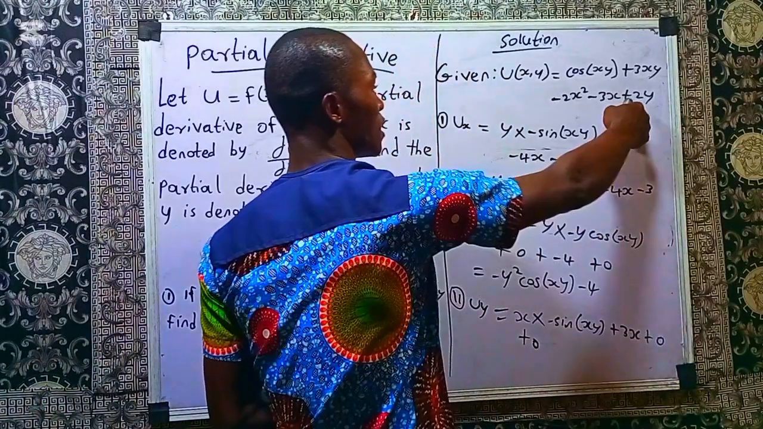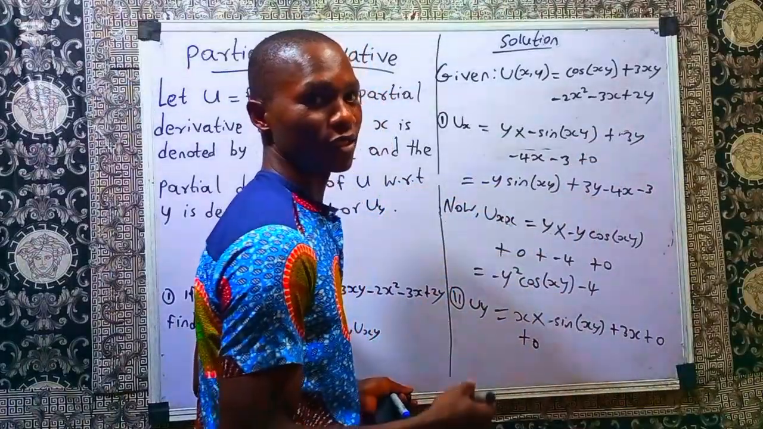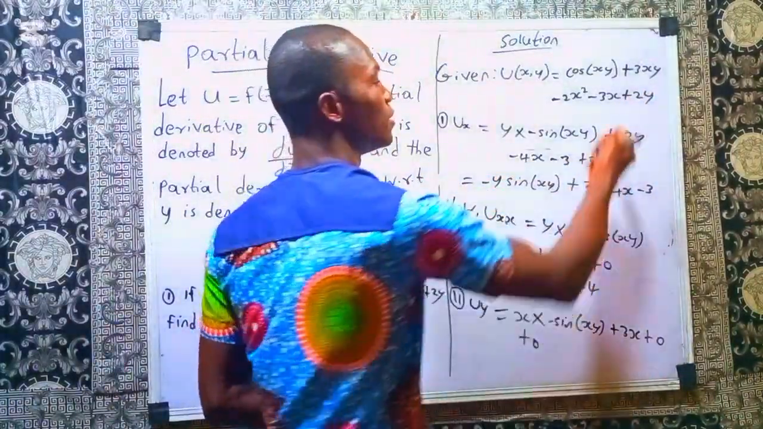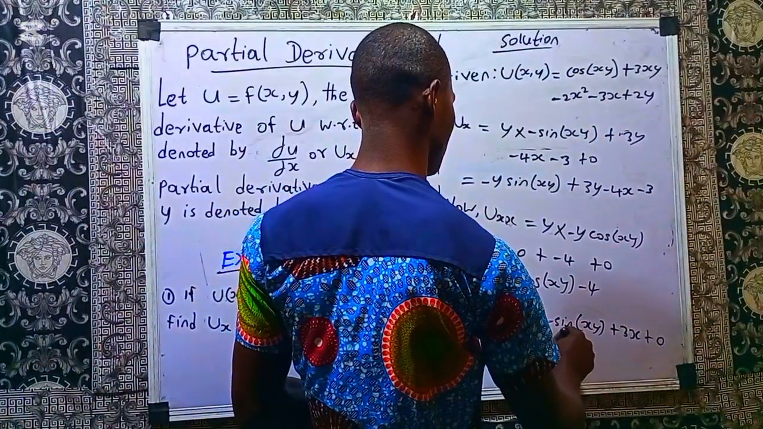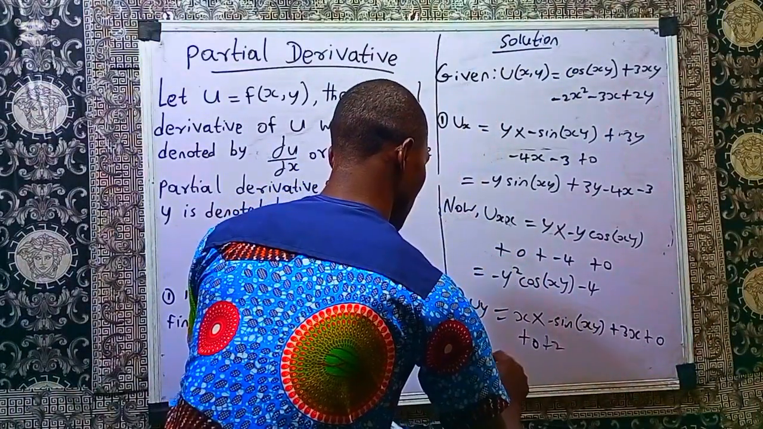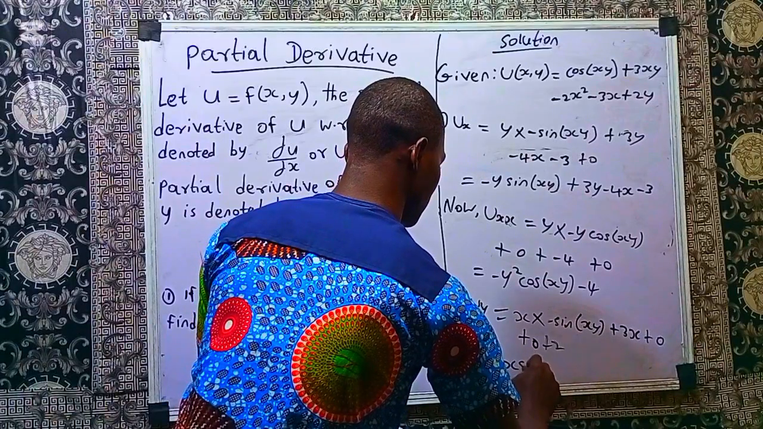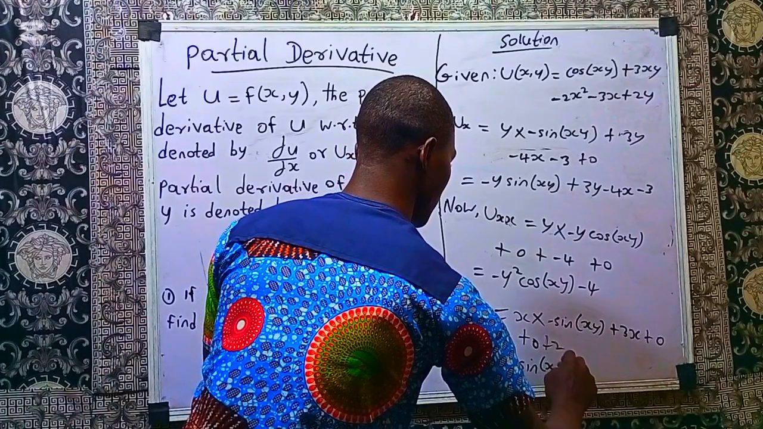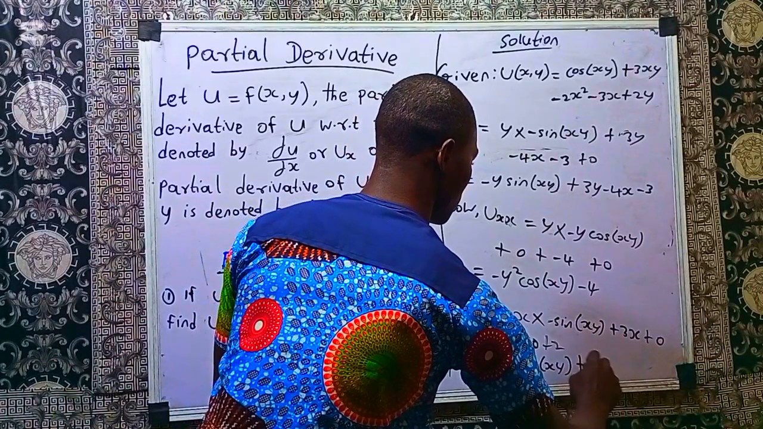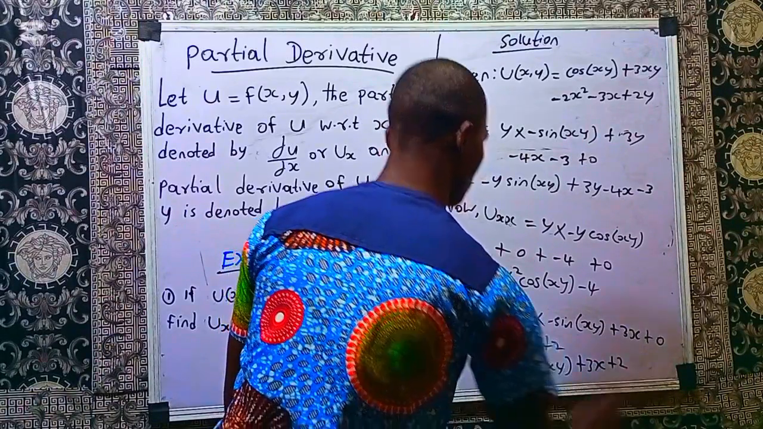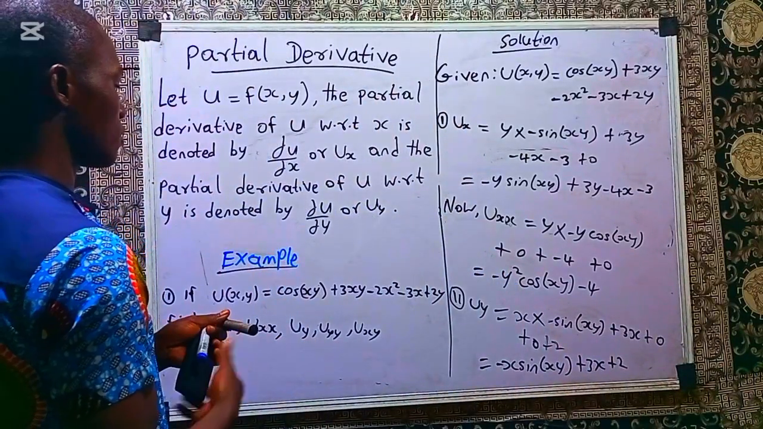Then for the last one, what do you have? 2y. So differentiate this with respect to y. What will you get? You get 2 plus 2. So what's my answer now? If I multiply this, I have negative x sine xy plus 3x plus 2. So that's the result we got.